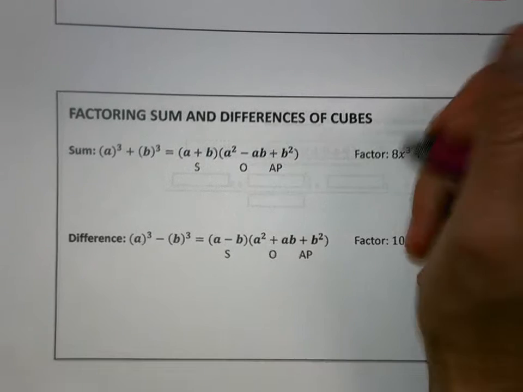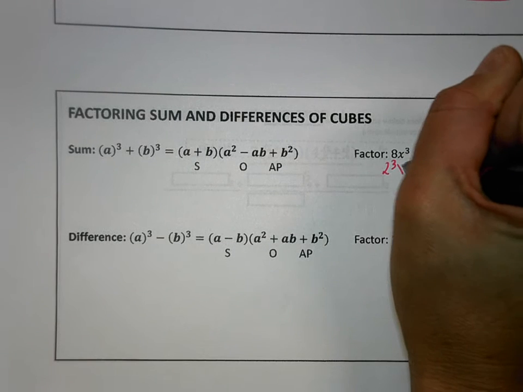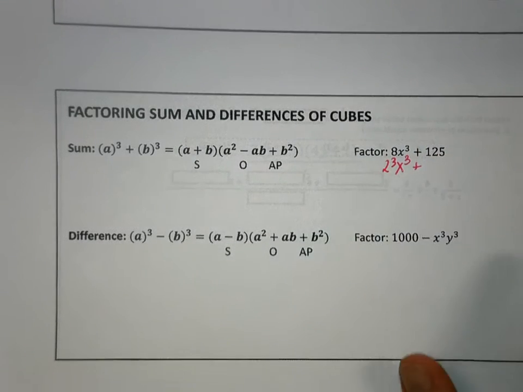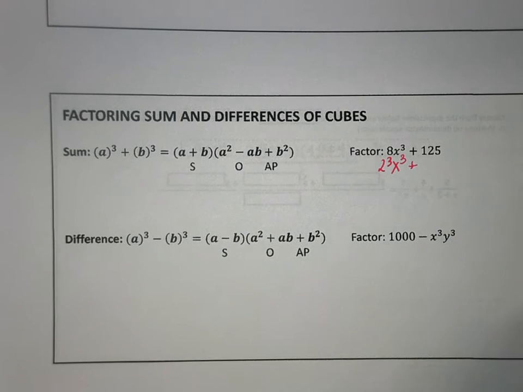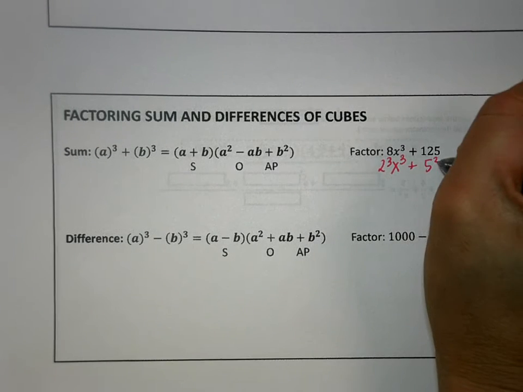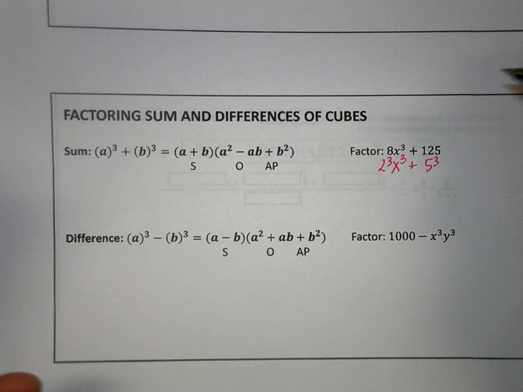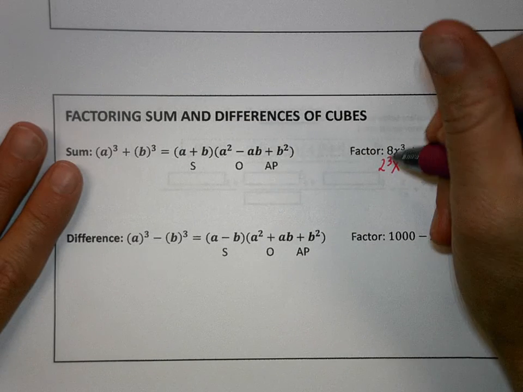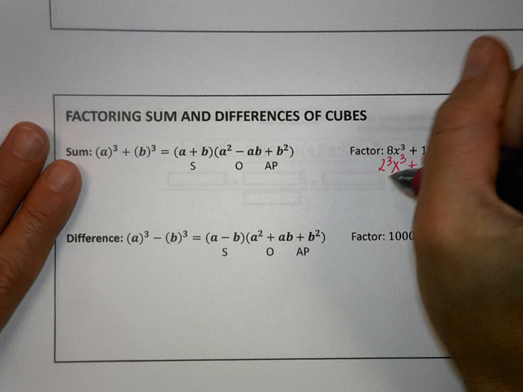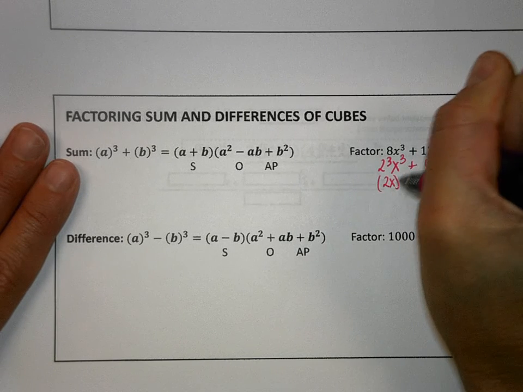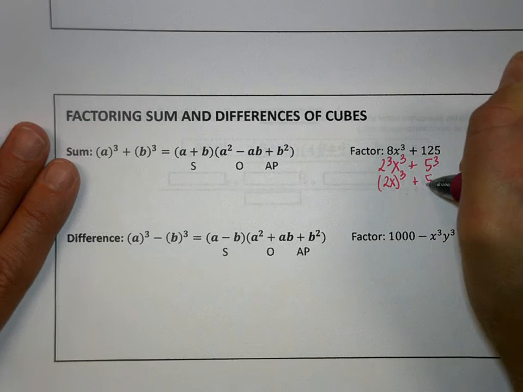Okay, so this is 2 cubed and x cubed plus, and 125 is 5 cubed. The next thing that we did in order to help us with this, well, there were 2 different ways that we did it. One way is that this really is saying 2x cubed. That whole piece goes together.